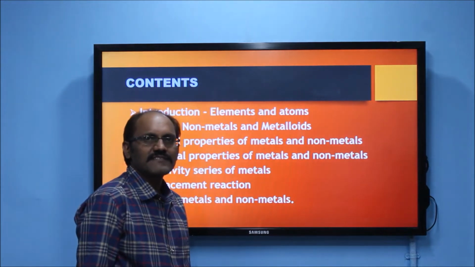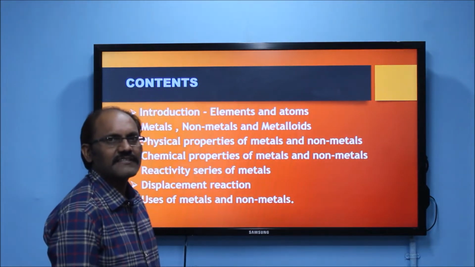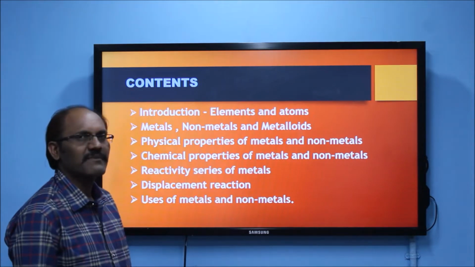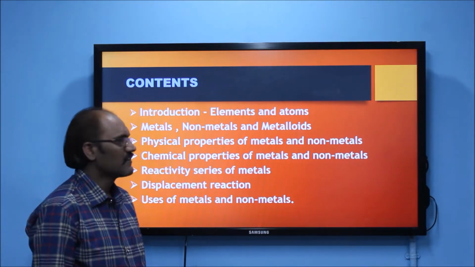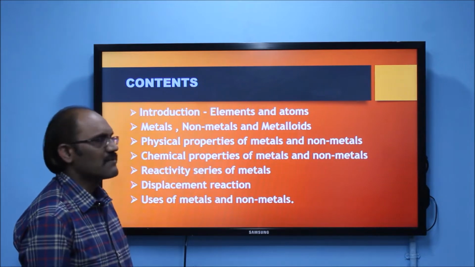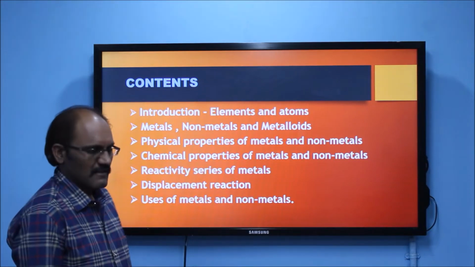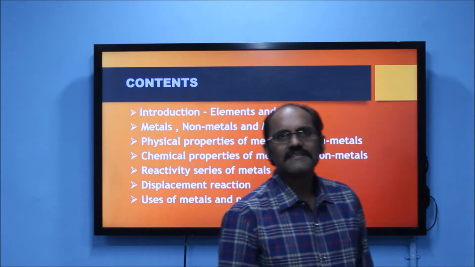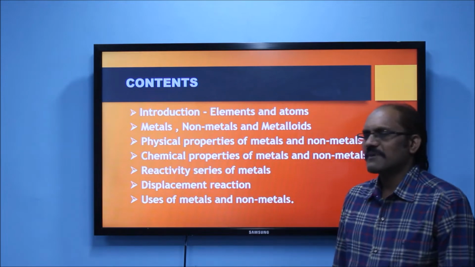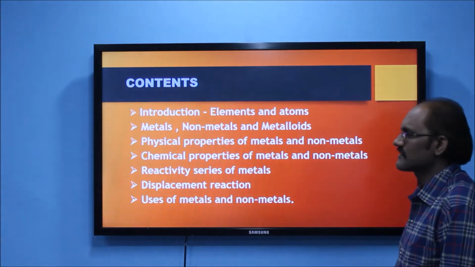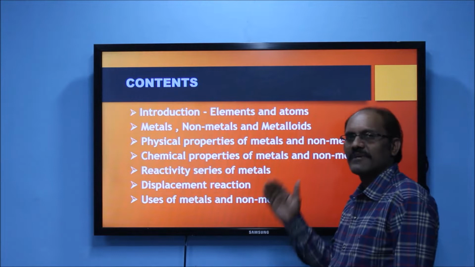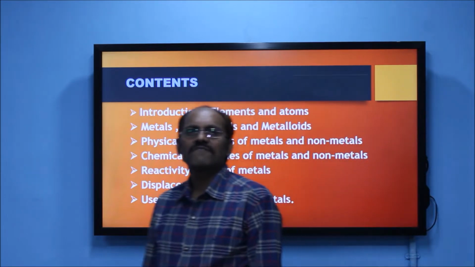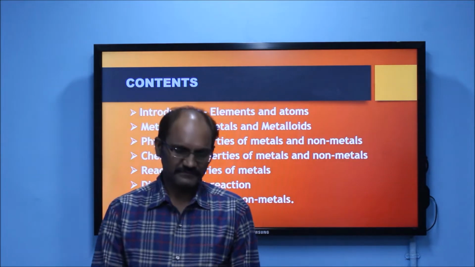The contents included in this chapter are introduction to elements and atoms, metals, non-metals and metalloids, physical properties of metals and non-metals, chemical properties of metals and non-metals, reactivity series of metals, displacement reaction, uses of metals and non-metals.